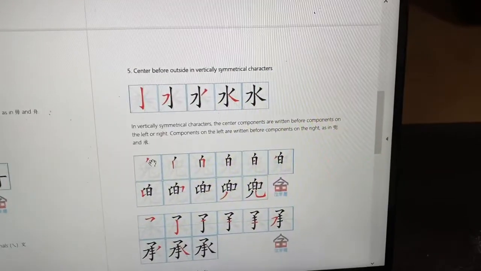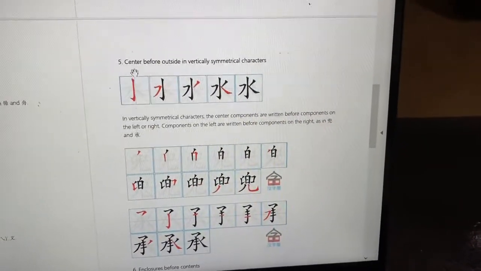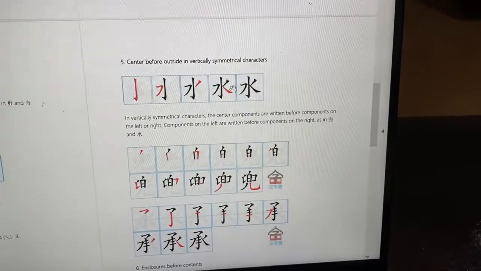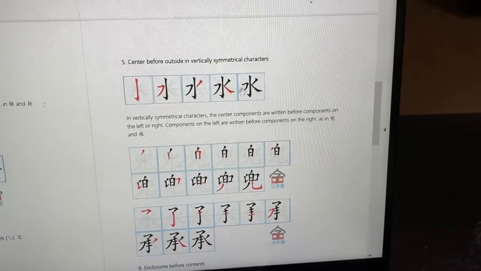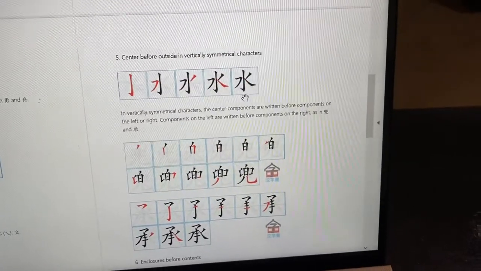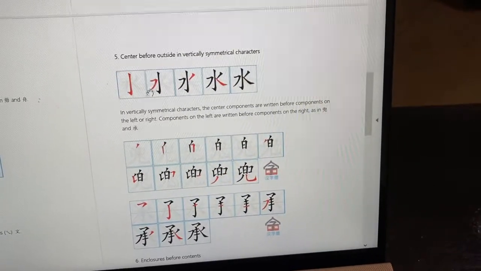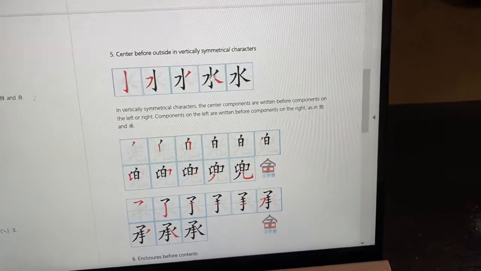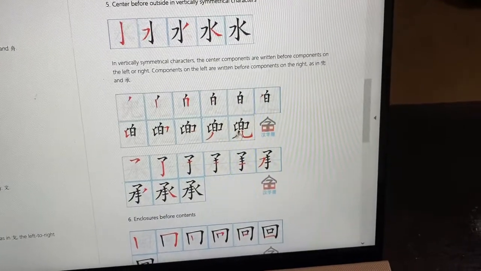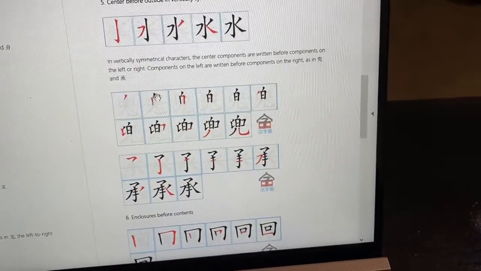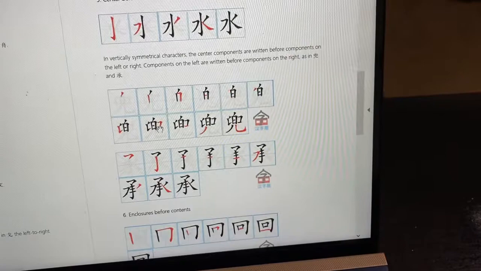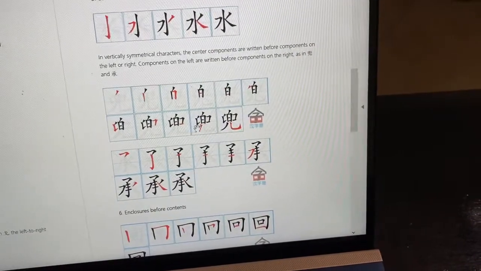And here, for rule number 5, we have the center before outside in vertically symmetrical characters. You may see this character is somewhat symmetrical vertically. So we write the center first, and then the left side, and then the right side. In such a radical like this one, we also write the center part first, and then the left part, and then the right part, and then also the lower part.